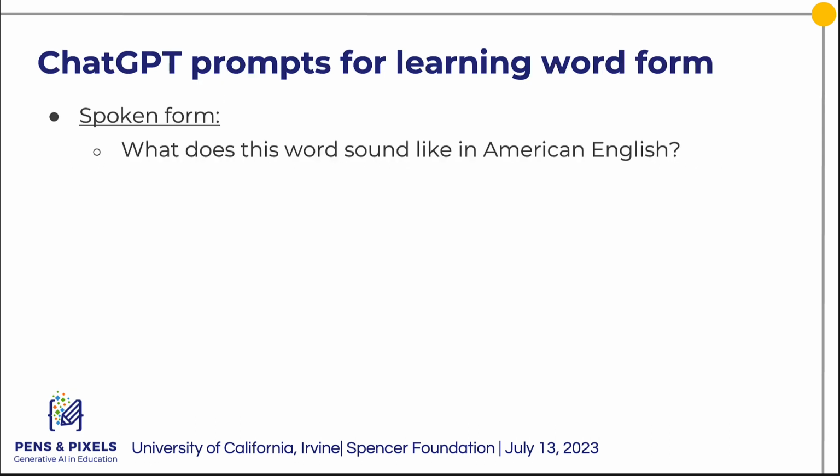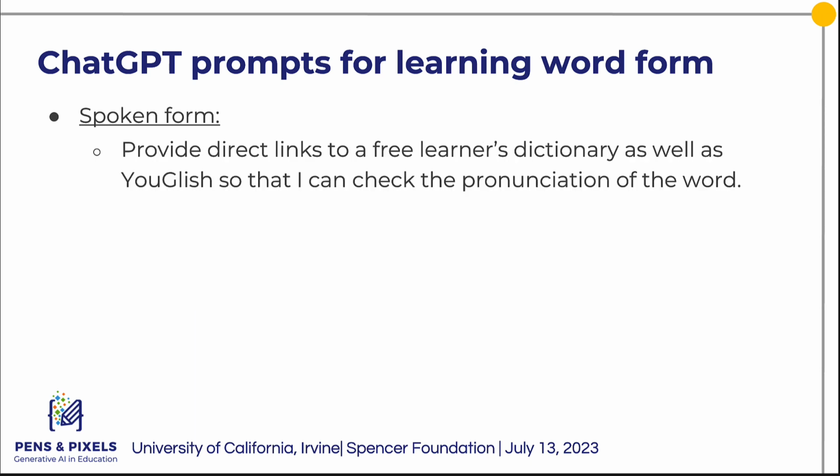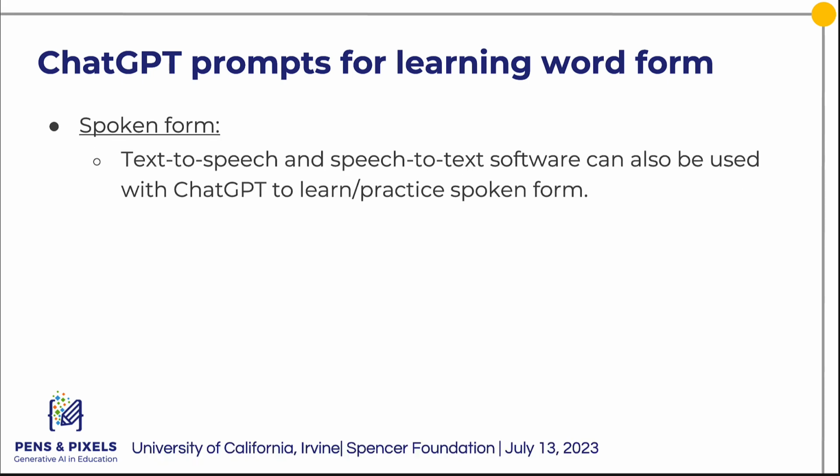Starting with the spoken form of the word, the learner could simply ask ChatGPT what the word sounds like. Here's the response for the word gratitude. Please note that in all the following examples, I've used the same word gratitude when inputting prompts into ChatGPT. One can also ask ChatGPT to provide direct links to free online dictionaries or resources such as Youglish. Here's ChatGPT's response. By clicking on these links, the learner gains direct access to the audio pronunciation of the word. As for spoken form, it's also possible to use text-to-speech and speech-to-text software with ChatGPT.